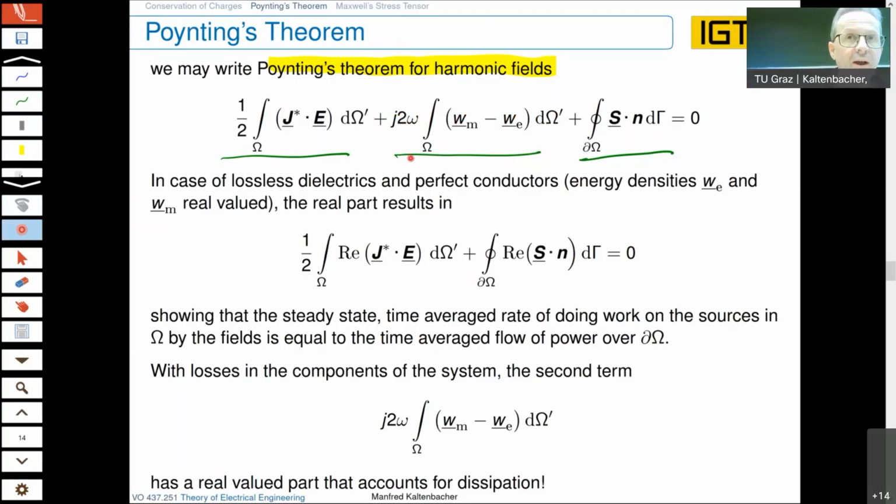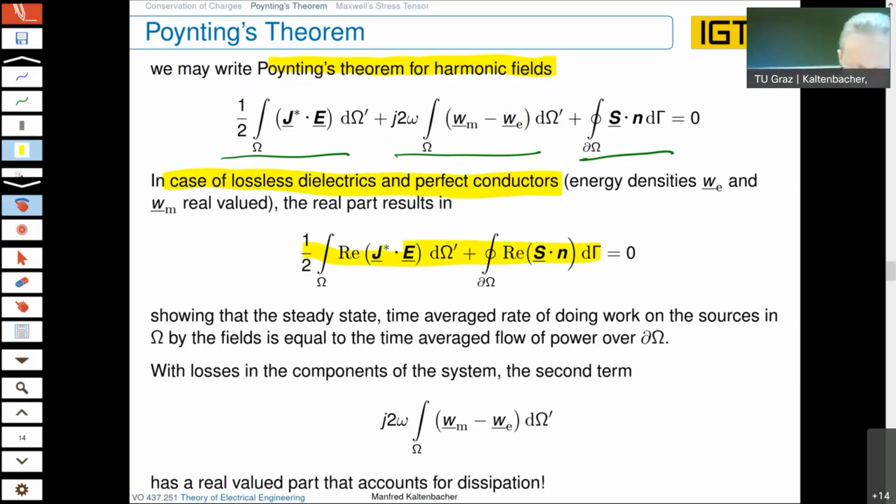If you take a real part, that means that the magnetic energy and the electric energy are pure real if you have no losses. Since you have the multiplication with j omega and you take the real part, the whole term here is pure imaginary. Taking the real part is 0. And therefore, without losses, in case of lossless dielectrics and perfect conductors, we have this relation here.